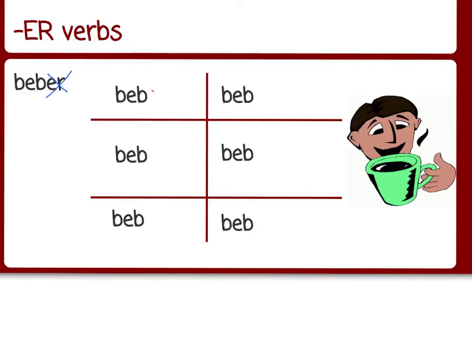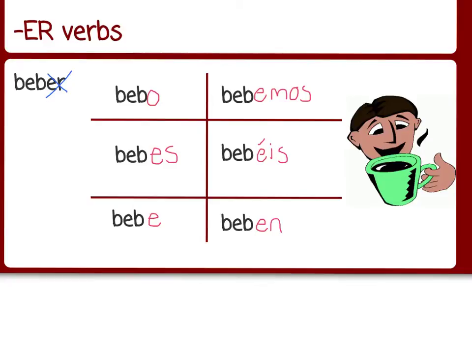Yo bebo. Tú bebes. Él, ella, or usted bebe. Nosotros bebemos. Vosotros bebéis. And ellos, ellas, and ustedes beben.